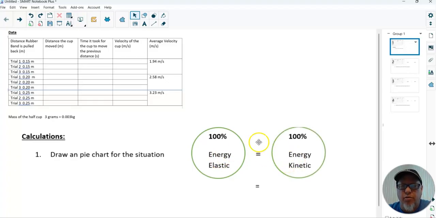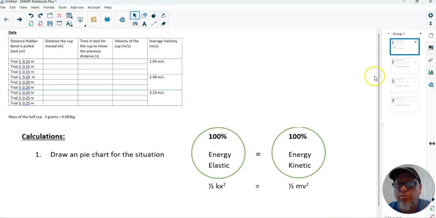If we were to develop a formula for each of these types of energies, the elastic energy, we know the formula 1/2 kx squared is equal to energy. And since the elastic energy became kinetic energy, I know that 1/2 kx squared is going to be equal to the formula for kinetic energy, which is 1/2 mv squared.